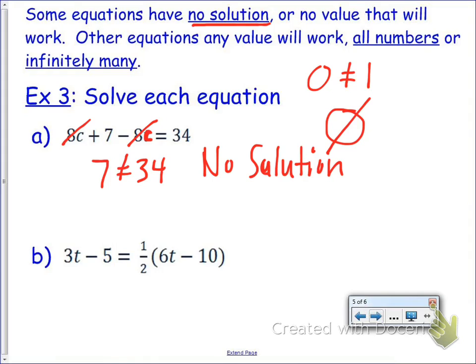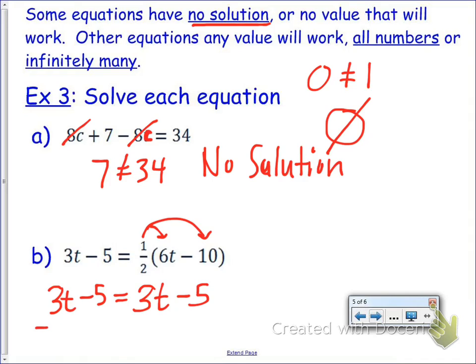On the other hand, sometimes you'll get a situation where both sides seem to be totally equal. So let's do the distributive property. And we get 3t minus 5 equals 3t minus 5. Now some of you won't notice, but that is saying something is equal to itself. That means that there are infinitely many numbers you can plug in for t to make this work.